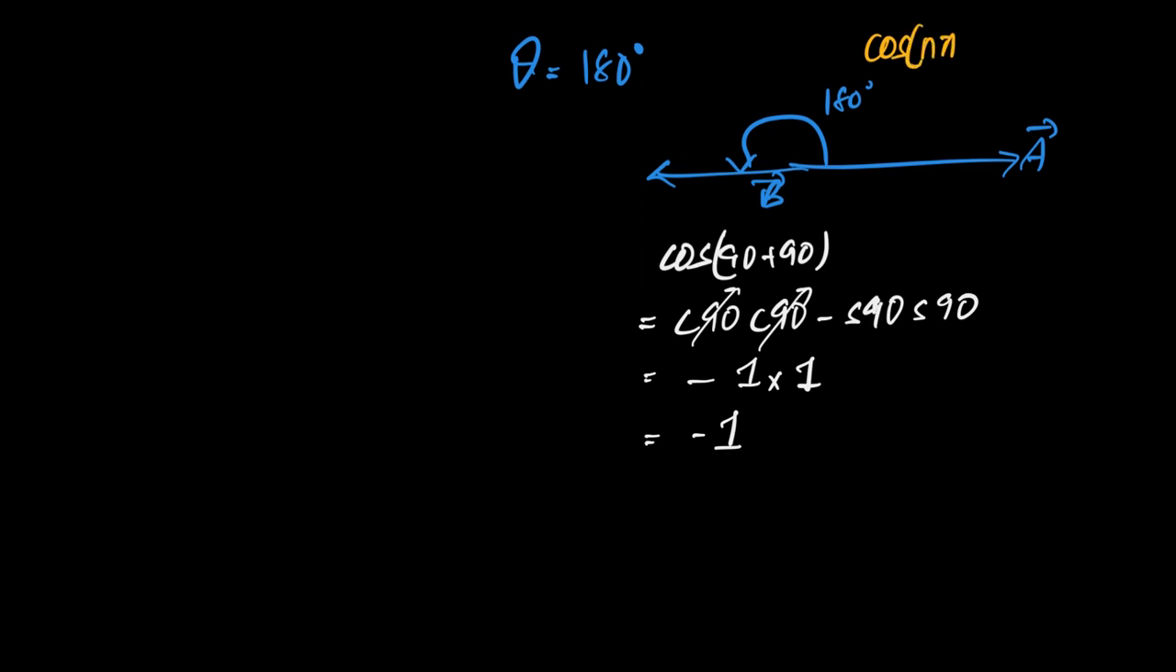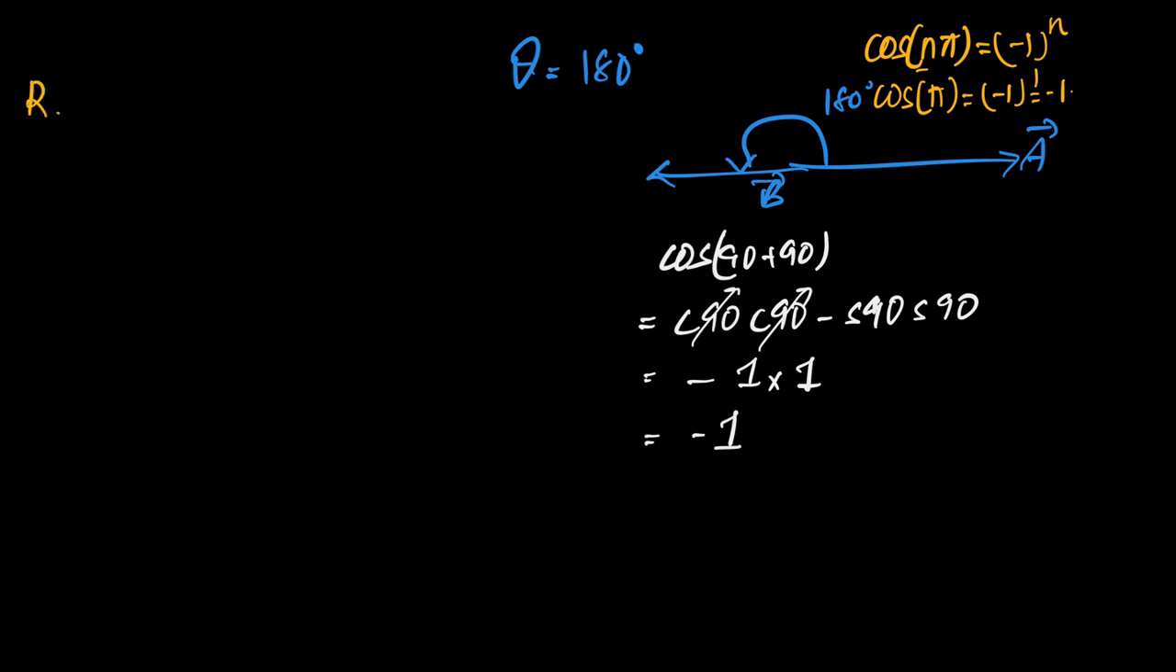Or the other way around, you can also keep this formula close to you. What is cos n pi? Cos n pi is minus 1 the whole raised to n. So what do we have here? Instead of n, we have 1. So what is cos pi? Cos pi is minus 1 the whole raised to 1, which is equal to minus 1. So that's how you make things very simple.